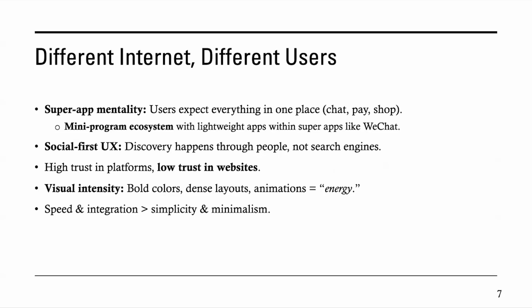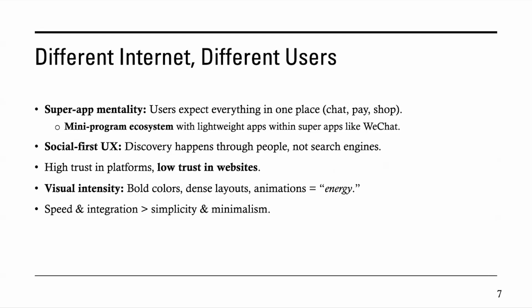So social media influencers and live streams are very big things. If you want to promote your business in China, it's much better to focus on social media and have a following there rather than focusing on SEO and stuff. They have high trust in platforms and low trust in websites. It's kind of the opposite over here. We have high trust in websites.